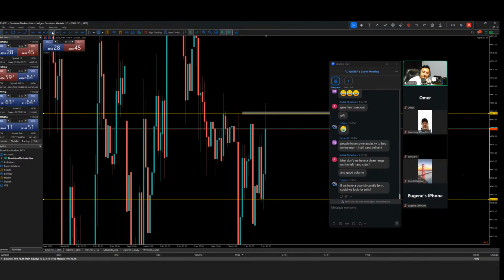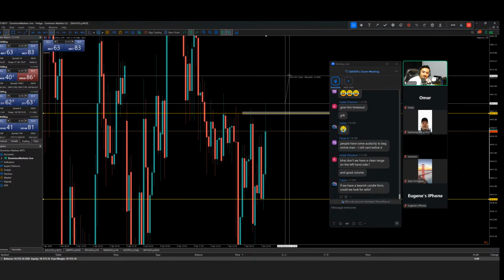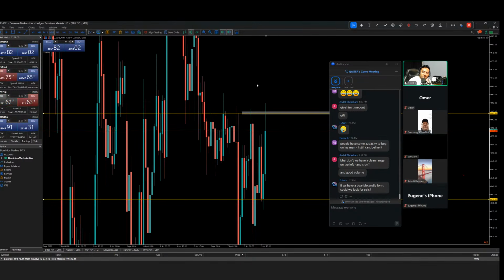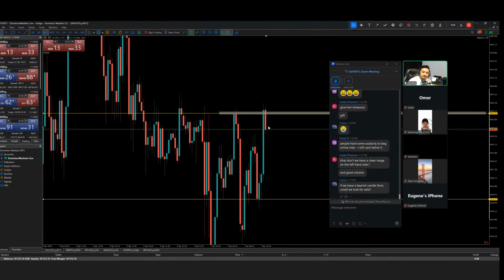Nothing like buys for me. A lot of rejection. I would like to see the 30-minute time frame close above the area. So again, then depending on the volume, that makes sense. No buys for me yet.